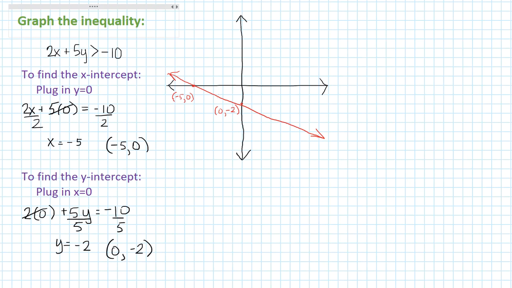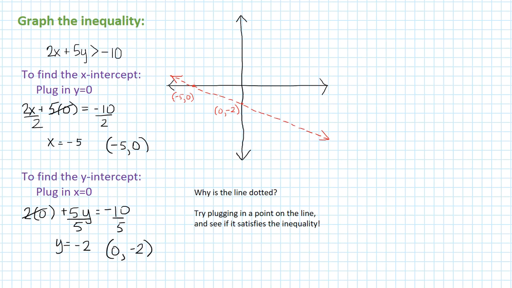But to connect the points like this would be wrong, because this implies that every point on the line makes the inequality a true statement if we were to plug in the x and y value. But we have a greater than sign, not a greater than or equal to. So this would be the correct way to plot our line. So if we were to plug in any point on the dotted line, we would find that it does not satisfy this inequality.